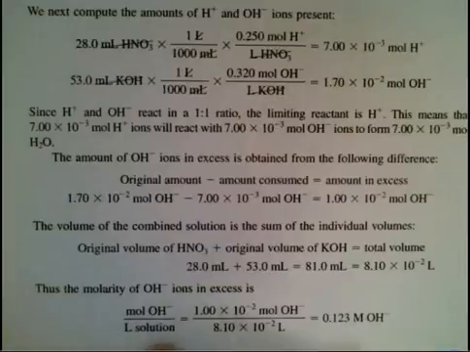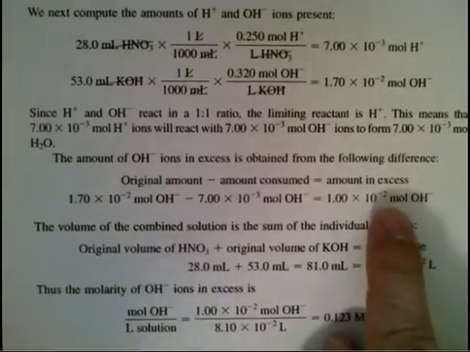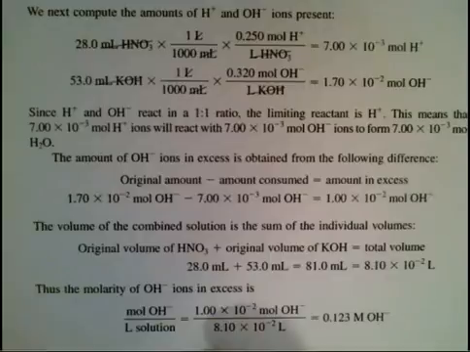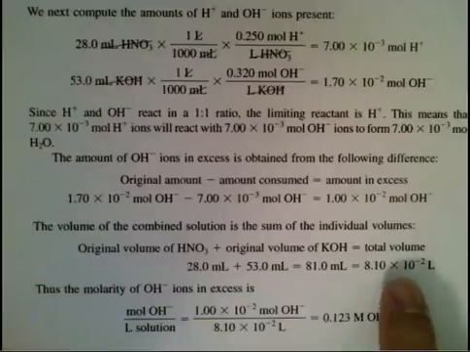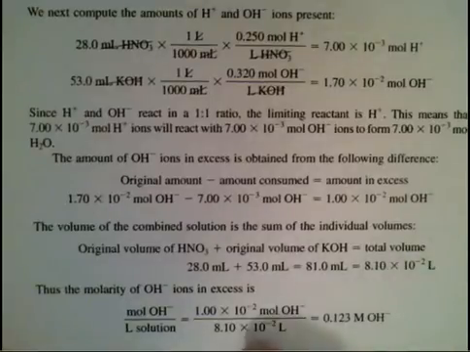Thus, the molarity of the hydroxide ions in excess, remembering that the moles of OH- over the liters of solution is going to give us that molarity, we have 1.00 times 10 to the negative 2 moles of OH-, again, right here, divided by 8.10 times 10 to the negative 2 liters, right here. That is going to give us a molarity of 0.123 molar OH-.